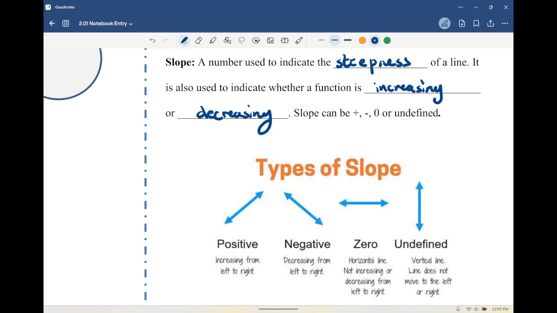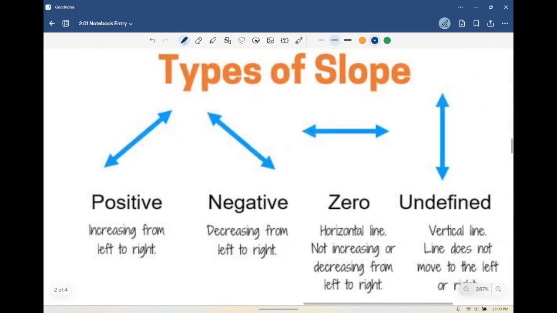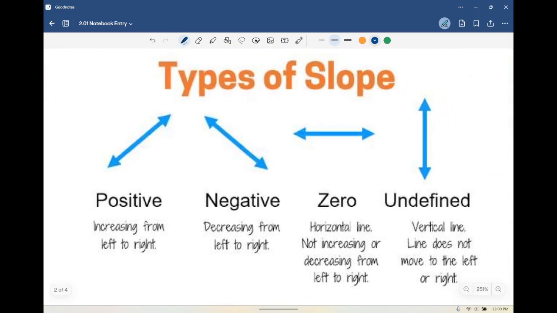And so I actually want us to really zoom in on the types of slope. Now, you have this in front of you. When we see a positive slope, the way that we know it is positive is because, as it says below it, what, Tay? Increasing from left to right. And so as we go left to right, that line literally goes up.